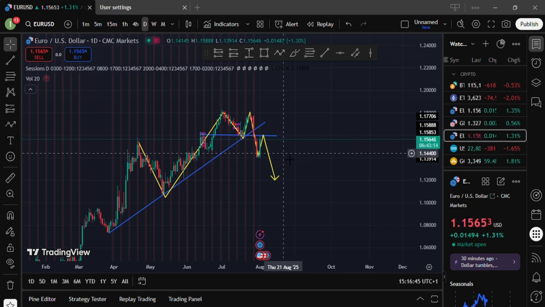I don't know if you understand the support becoming resistance pattern and the strategy. If you don't understand it, you can send me a DM, then we'll talk about that.